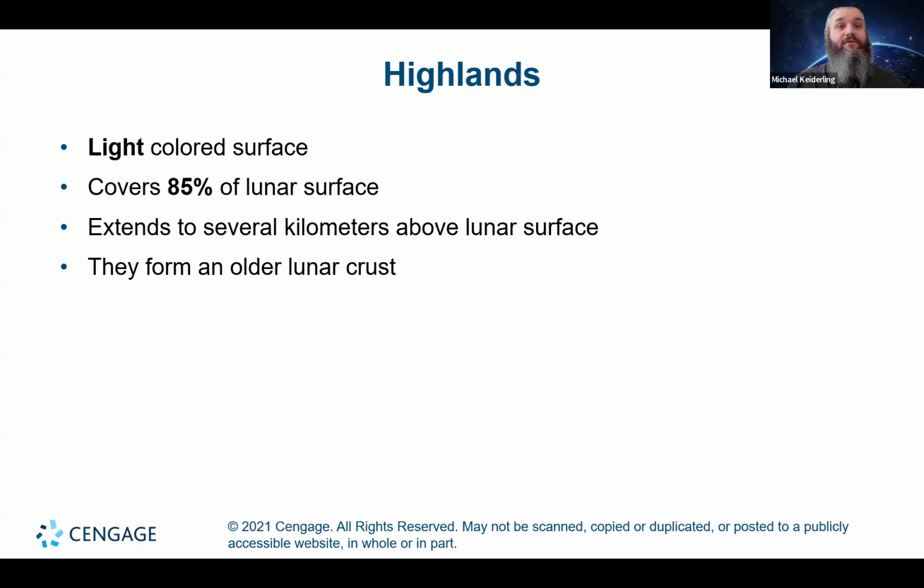So the surface of the moon, there are the highlands, which are the light colored part of the surface. This covers about 85% of the surface. And they extend several kilometers above the lunar surface. They're a form of the older lunar crust.